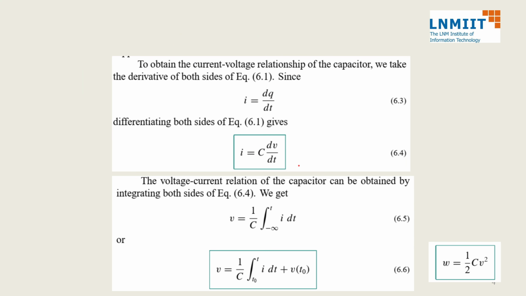Now, the current in the capacitor and voltage across the capacitor are related by I is equal to C dV by dt. That means if I take the inverse of this equation, I can say V is equal to 1 by C integration of I dt. But there is one very important point here, that we should include the initial voltage also.